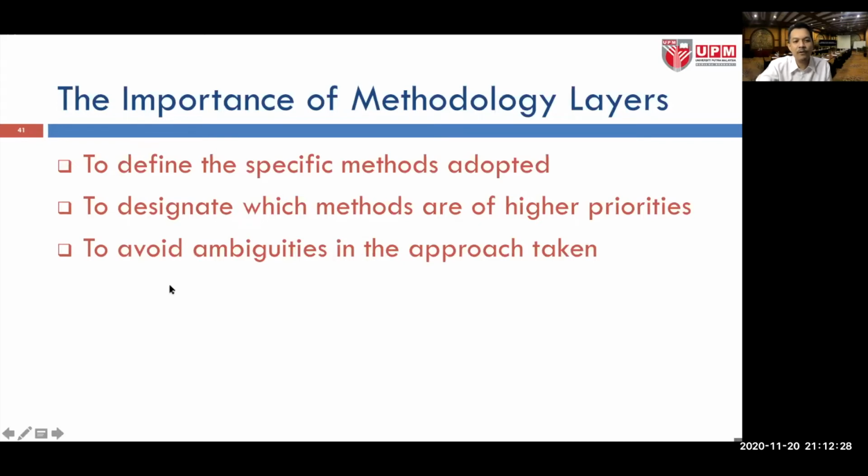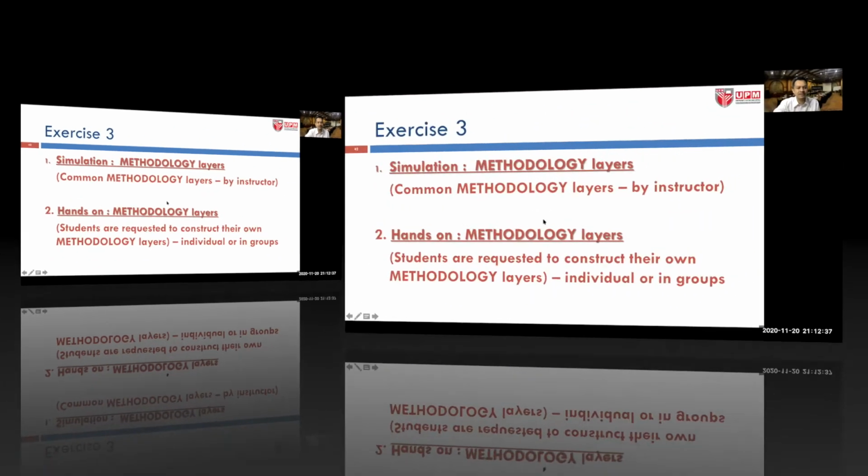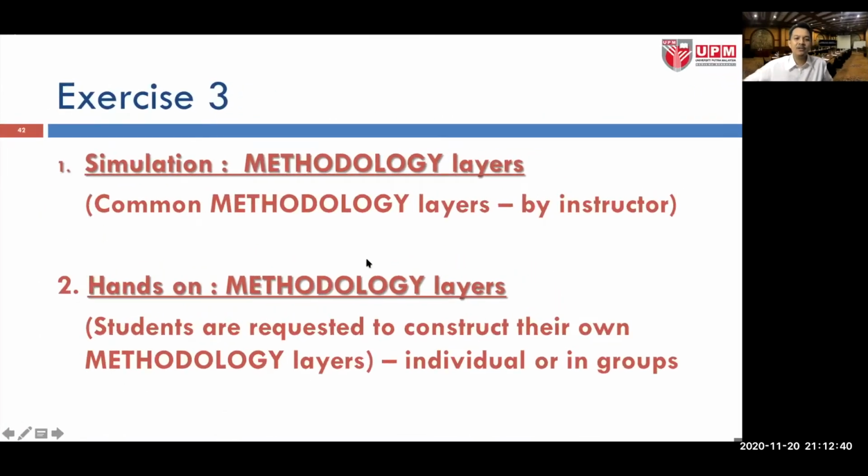Okay, and to avoid ambiguities in the approach taken, so to reduce assumption as well. Right, so this is very important for the methodology layer. And then you're also going to do activity number 3, where you're going to identify your methodology layer. Of course, it is not going to be straight away next week you submit activity number 3 or exercise number 3 about the methodology layer. I will inform you in Putra Plus the detail of exercise number 3.